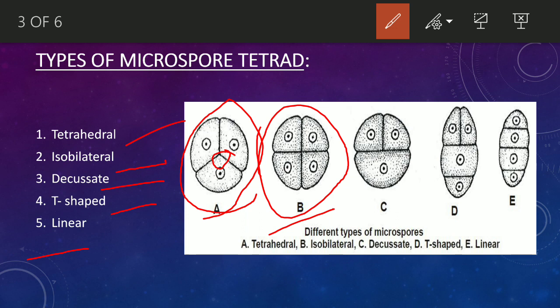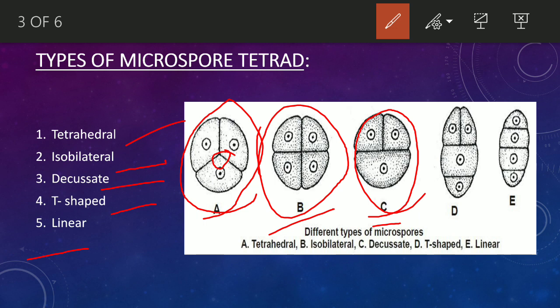Third one is decussate. The pollen grains are arranged in one plane forming a rhomboidal shape. An example of this is found in Magnolia grandiflora.